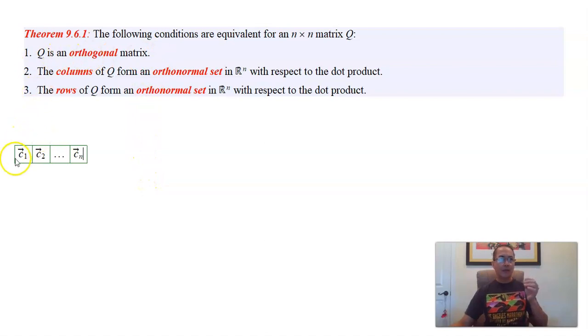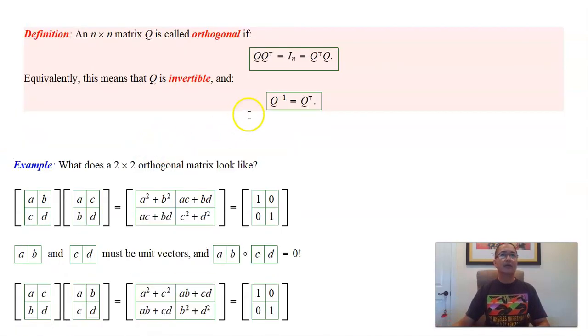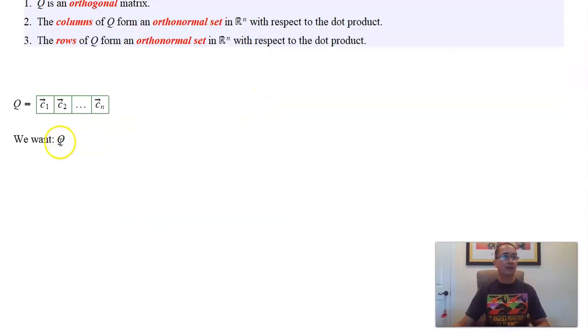What does orthogonal mean? If this is called Q, what do we want? We want Q times its transpose. I guess I need to borrow the transpose symbol here. We want Q times its transpose to be the identity. Oh, and of course also we want the reverse. We want Q transpose times Q to be the identity.